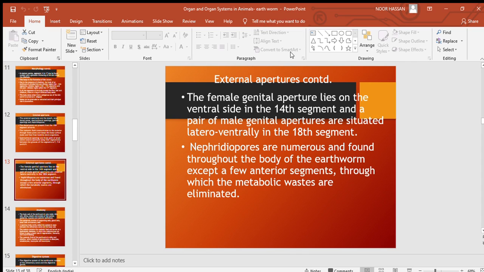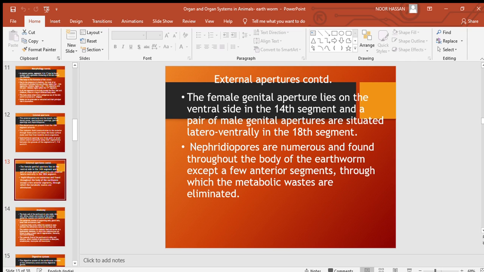The female genital aperture lies on the ventral side in the 14th segment, and a pair of male genital apertures are situated lateroventrally in the 18th segment. So female and male genital openings are present in the same organism. So earthworms are called hermaphrodite animals, having both the male and female reproductive organs present in the same animal. Earthworm is also a hermaphrodite animal.